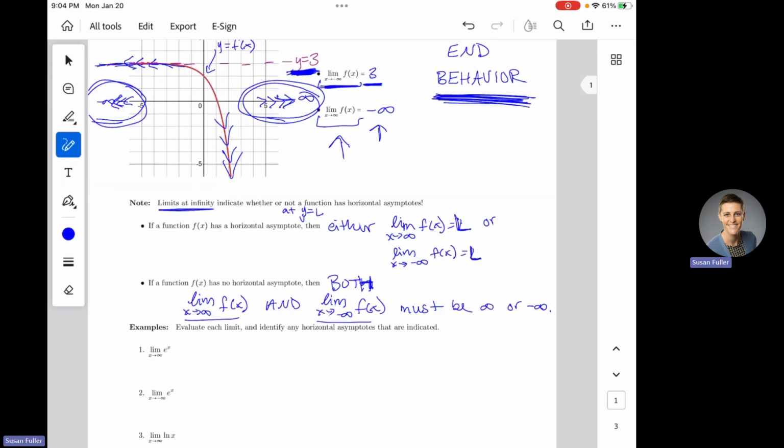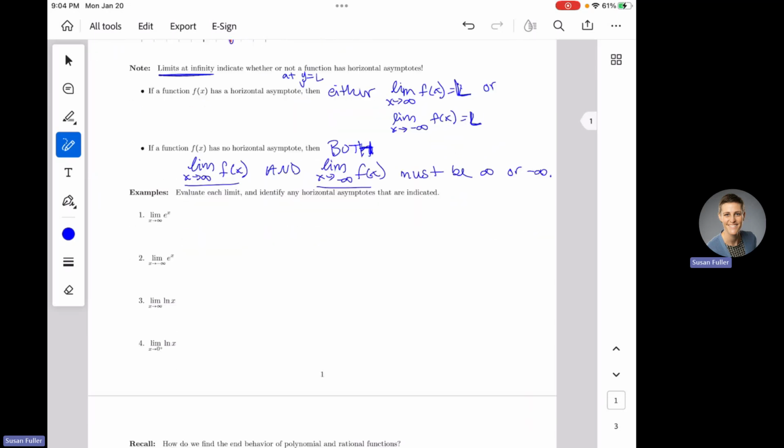Okay, so we're going to evaluate some limits here, and we're going to figure out if any of these indicate that we have horizontal asymptotes. So let's start with this one. Number one, the limit as x goes to infinity of e to the x. E to the x, if only we knew what that looked like. You should know what that looks like. It's a back pocket function. What does y equals e to the x look like?